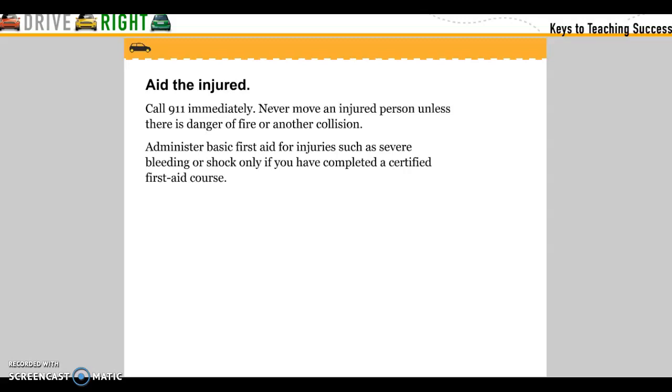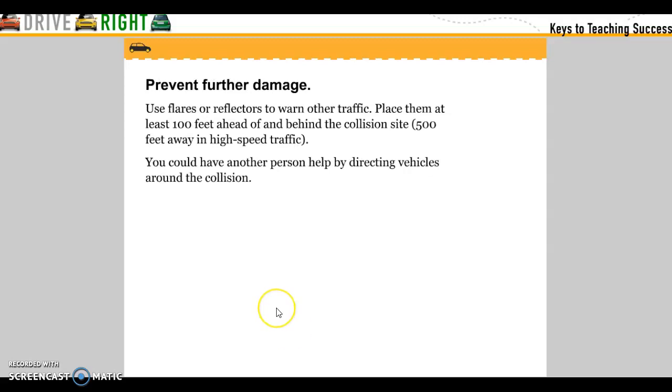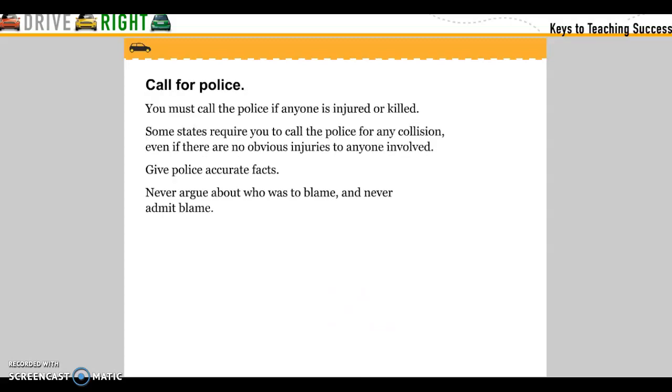Administer basic first aid for injuries such as severe bleeding or shock only if you have completed a certified first aid course. Prevent further damage. Use flares or reflectors to warn other traffic. Place them at least 100 feet ahead of the vehicle and 500 feet away from high speeds. You could have another person help by directing vehicles around the collision.